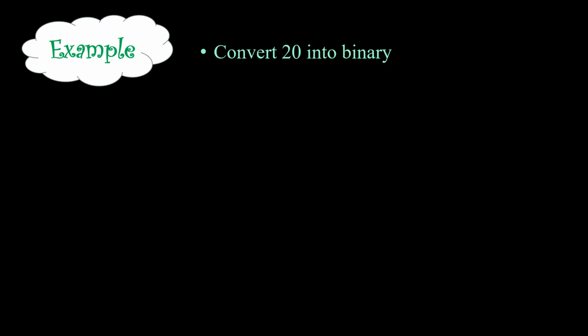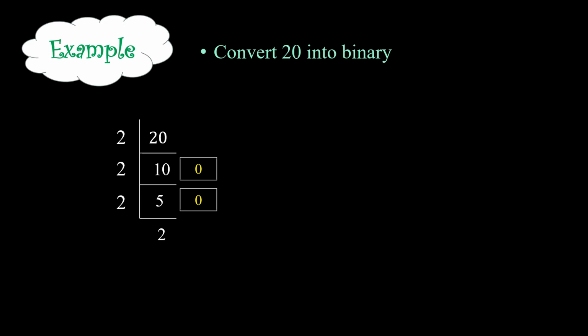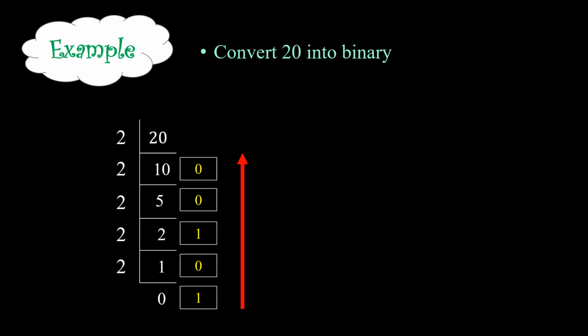First, you have to divide the given decimal number by 2 until it meets 0. Okay, let's do that. 20 divided by 2 is 10 and the remainder is 0. Again, 10 divided by 2 is 5 and the remainder is 0. Then 5 divided by 2, you get 2 and the remainder is 1. When you divide 2 by 2, you get 1 and the remainder is 0. When you divide 1 by 2, you get 0 and the remainder is 1.